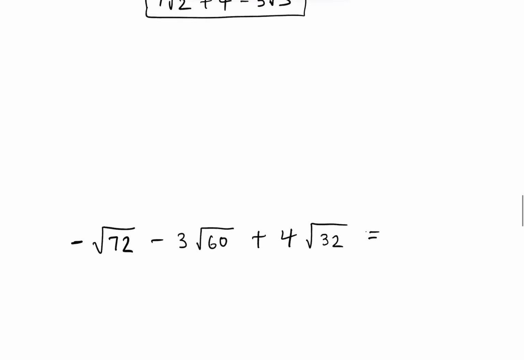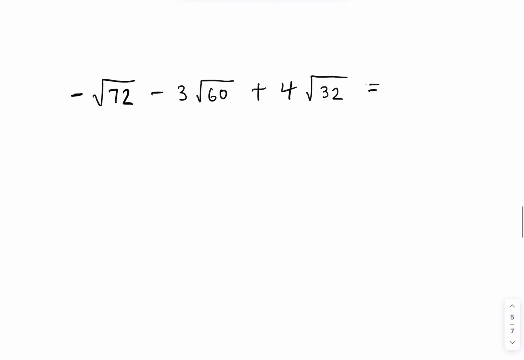Okay, let's move on to another example. So here we've got square root of 72 minus 3 square root of 60 plus 4 square root of 32. Okay, again, we're going to work through each term and simplify them.